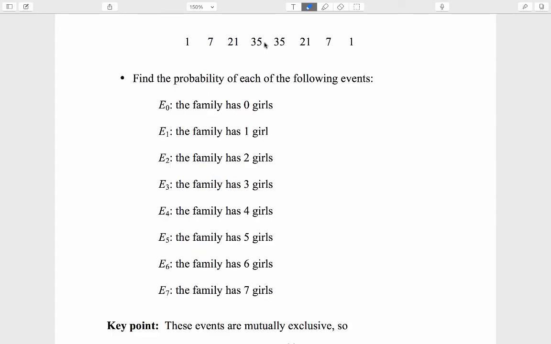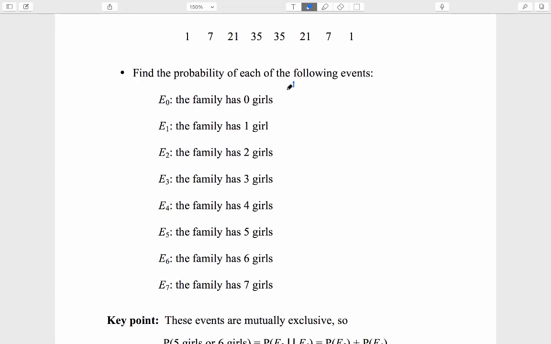Once we have row 7 of Pascal's triangle written out in front of us, it becomes very easy to read off the probabilities of each of the following events. The family has 0 girls. That's just 1 out of 128. 128 because we just figured out that's how many different outcomes there are in such an experiment, and 1 because of this one right here.